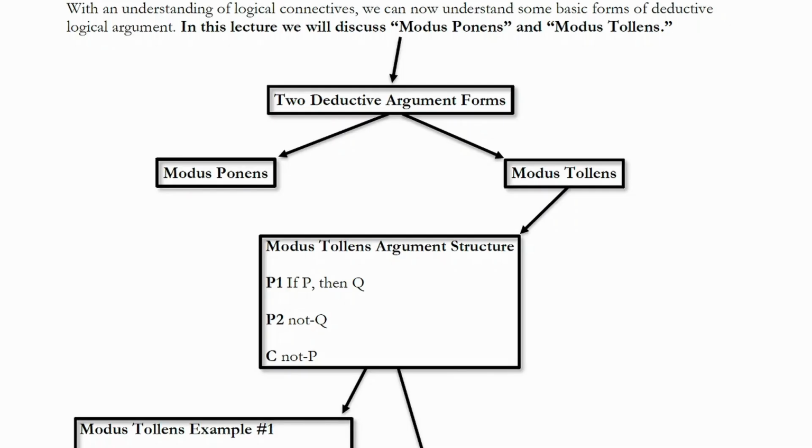Now let's turn to a second form of valid argument that involves a conditional. This form of argument is called Modus Tollens, and as you'll see, it's sort of the mirror reflection of Modus Ponens. So what is the structure of Modus Tollens? Well, just like Modus Ponens, in the first premise, we start out with a conditional or if-then statement. Premise 1, if P then Q. Premise 2, not Q, or Q is false. Therefore, we conclude that P is false, or not P.